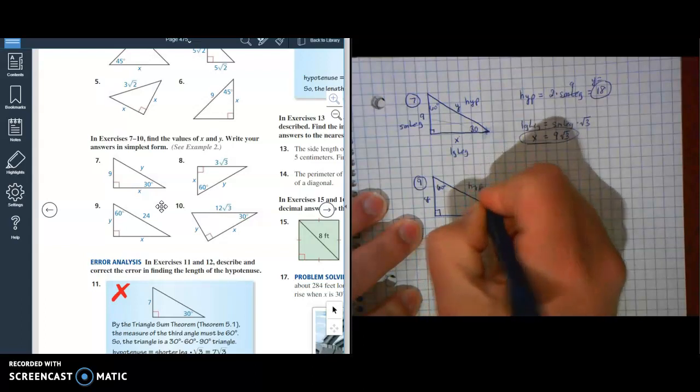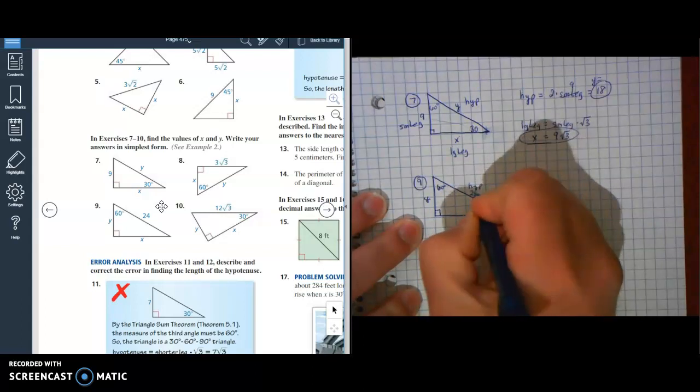All right, hypotenuse. Oops, I wrote the other thing. Right, 24. I started labeling already.